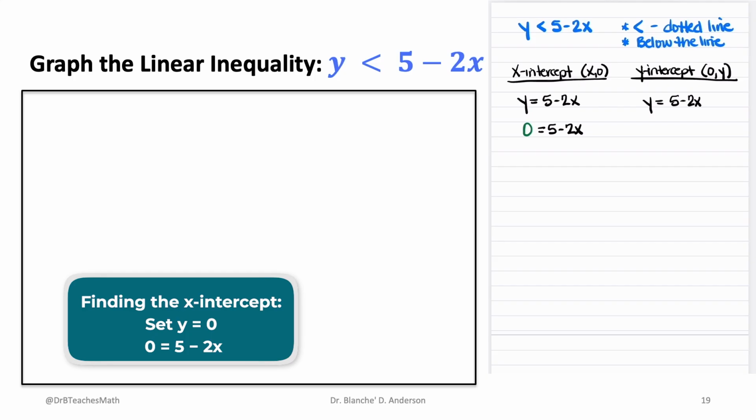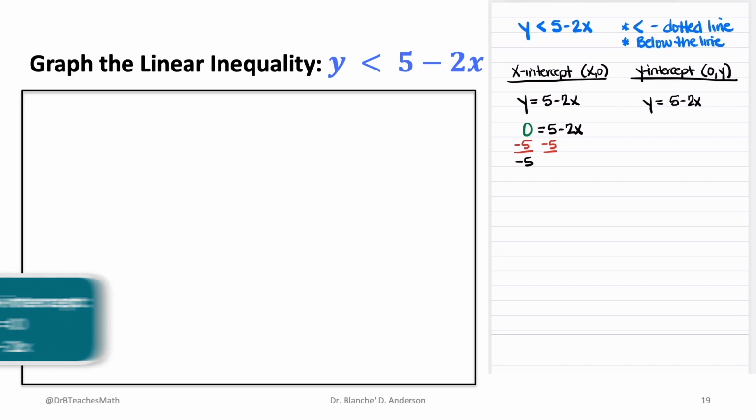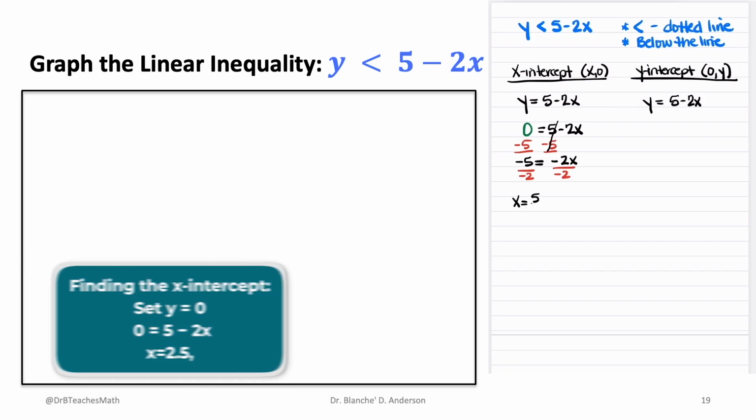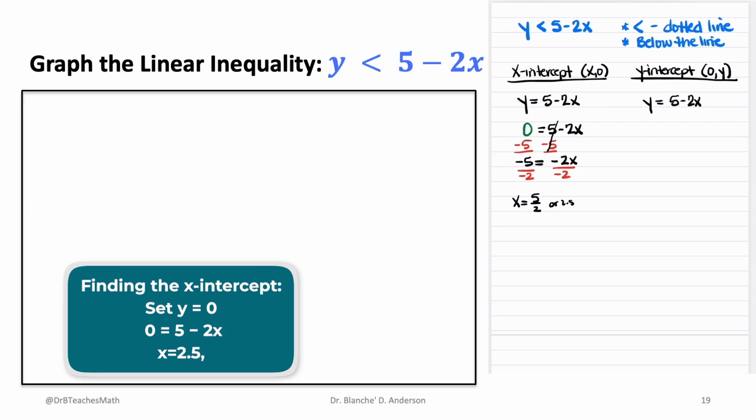Now let's finish solving for x. I'm going to subtract 5 on both sides. When I do that, I have 0 minus 5, which is negative 5. That goes away, and then I have equal negative 2x. I'm going to divide by negative 2, divided by negative 2. A negative times a negative is positive. So I have x is equal to 5 halves. We know that's 2.5. So when y is 0, x is 5 halves.